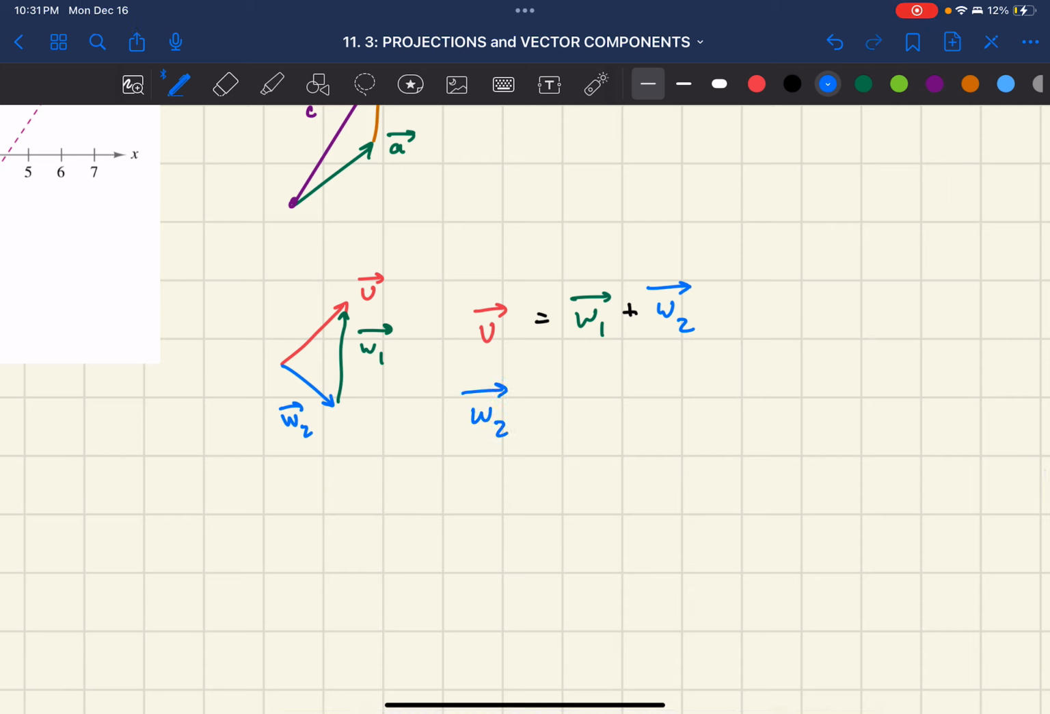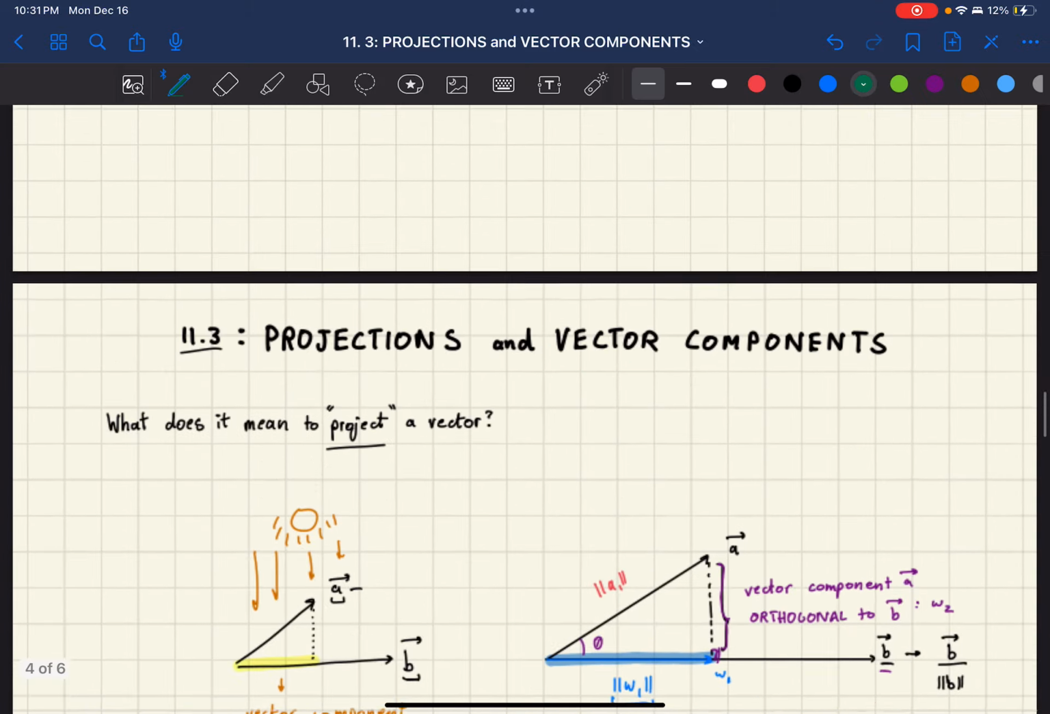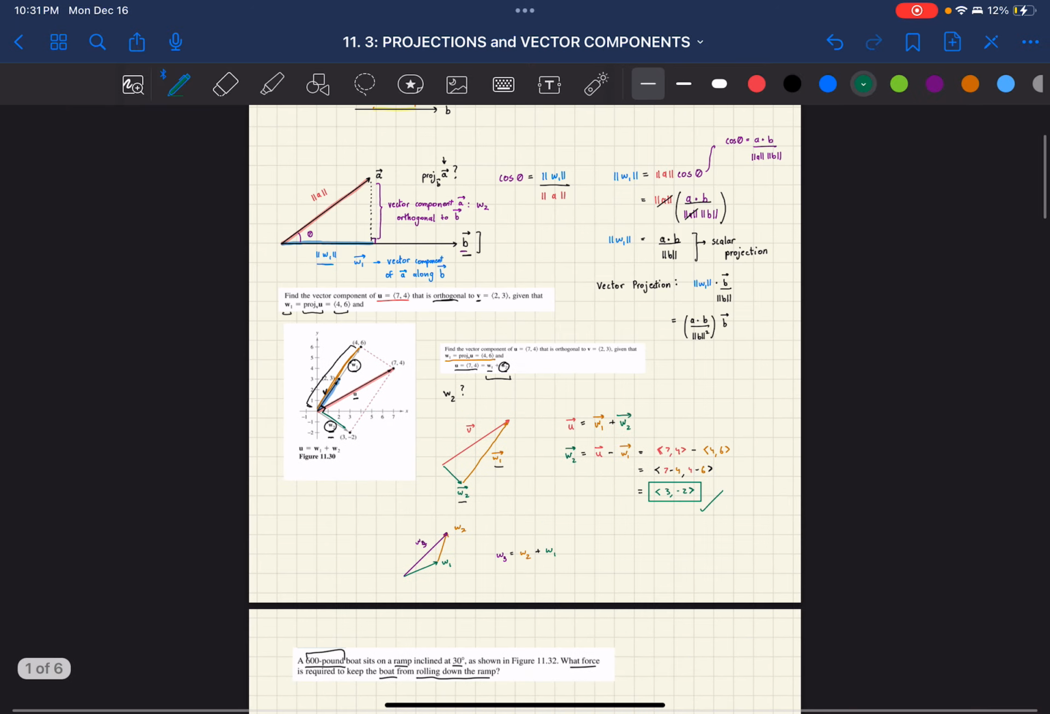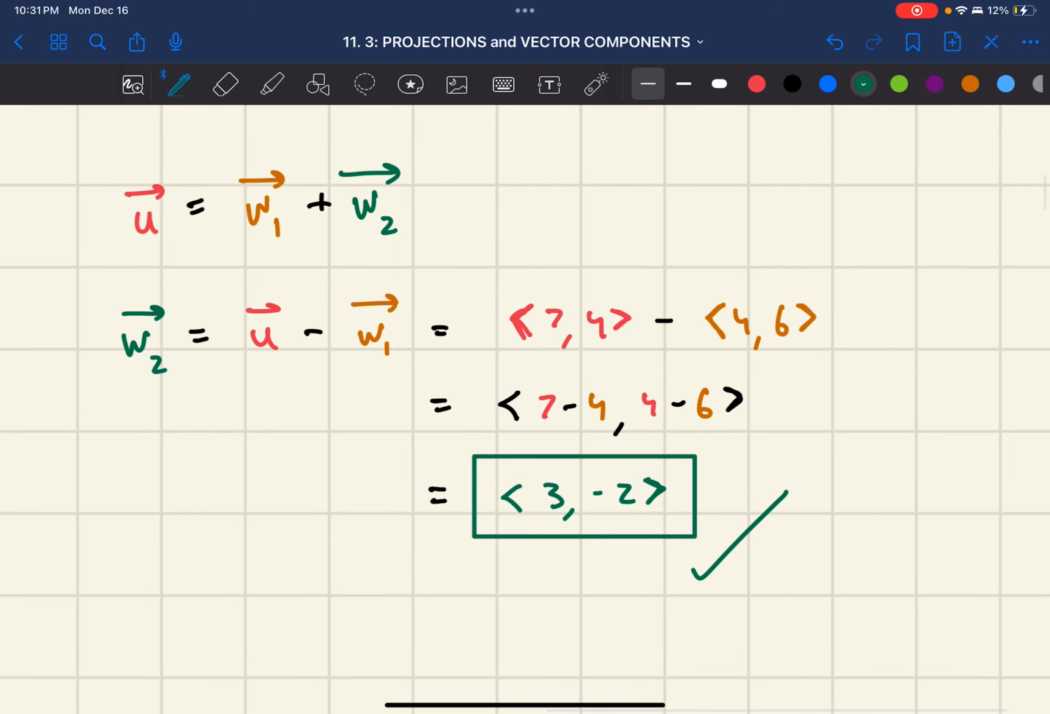From here, the rest of the process is simple. Remember, all you have to do is isolate for W2. You get U minus W1 over here. And from here, the maths are pretty straightforward. All you would need to do is just input the specific values for each of the things. So 7 over 4 here, 4 and 6 here. Subtract each component individually, and you get the final answer, 3 and -2.